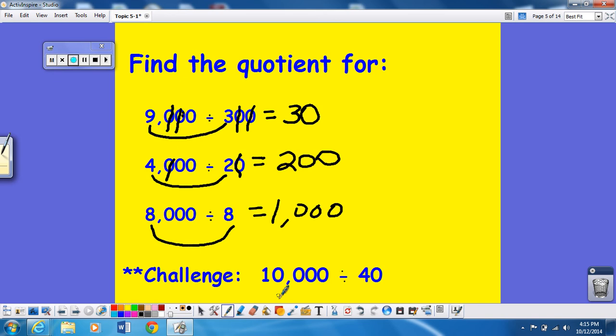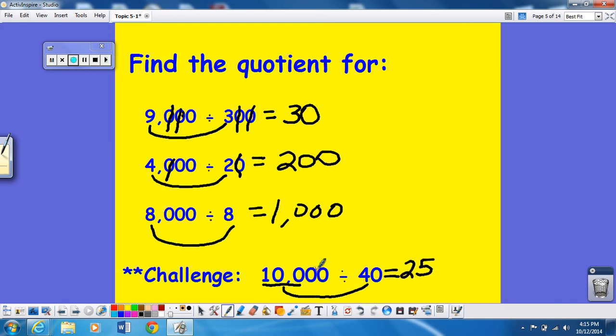10,000 divided by 40. Do you see a familiar problem in 10,000 divided by 40? Is 10 divided by 4 a fact that we know? Don't think so. What about 100 divided by 4? Think about when we've talked about quarters and knowing that there are 4 quarters in a dollar. 100 divided by 4 we know is 25.